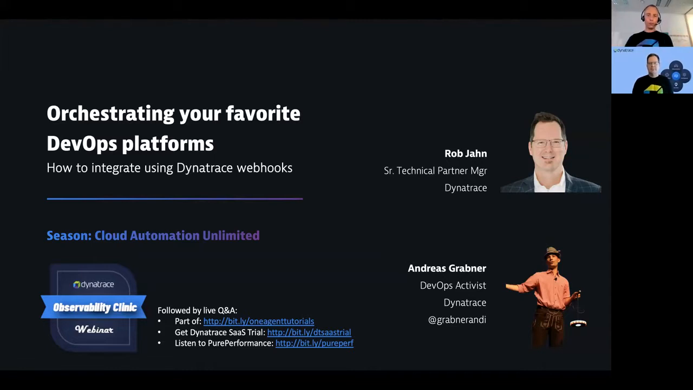And then the other use case that Rob showed is how you can use Dynatrace Cloud Automation to orchestrate your problem remediation. And so that means reacting to a problem and then notifying the right people, hopefully automatically fixing the problem. And everything was centered around Dynatrace Webhooks.